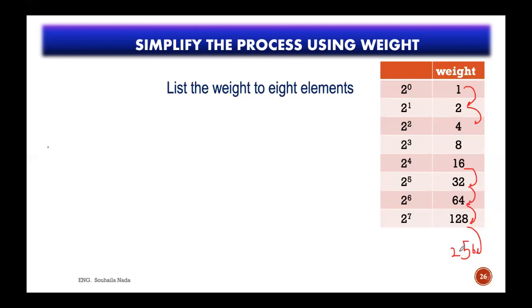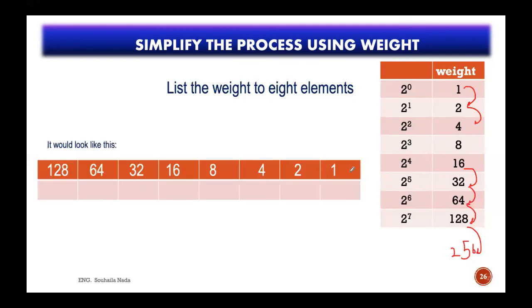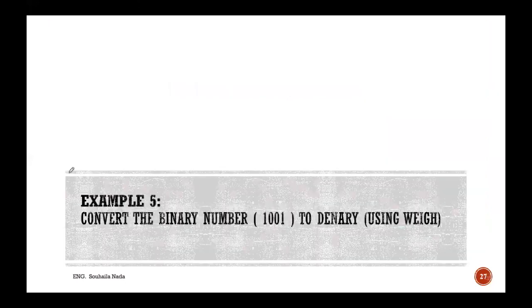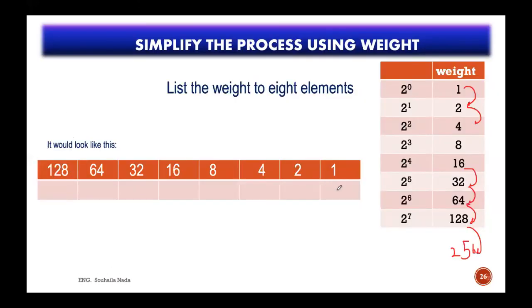So what are we going to do with the weight? We are going to draw this nice table. In the first row, we are going to write the weight: 1, 2, 4, 8, 16, 32, 64, 128. What are we going to write in the second row? Here we are going to write the value. Then multiply the value times the weight, value times the weight, value times the weight.